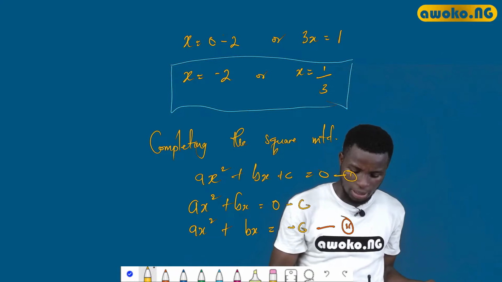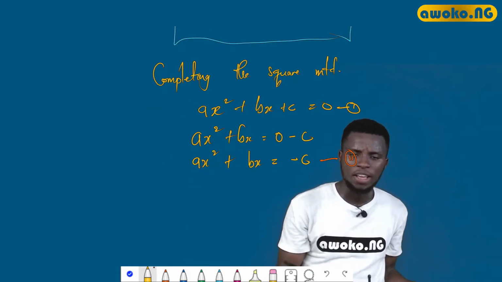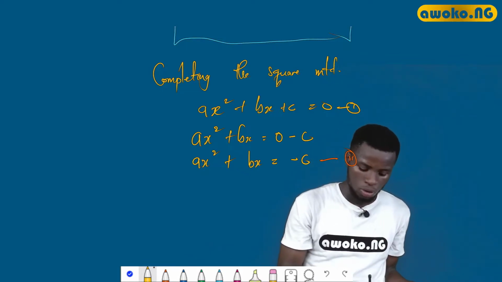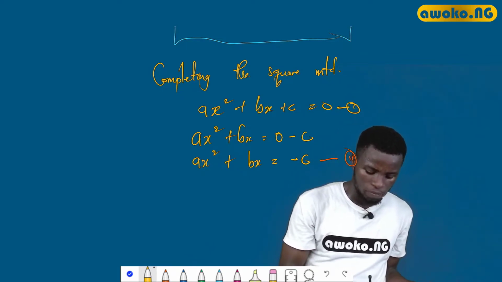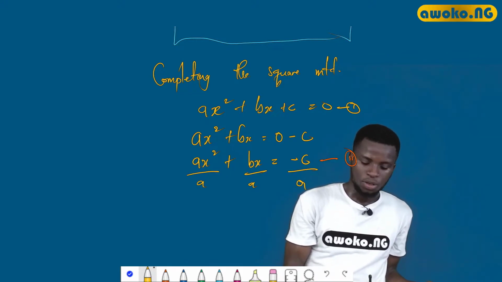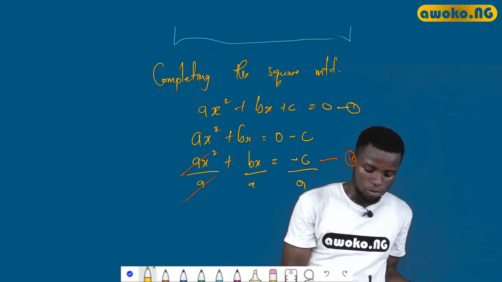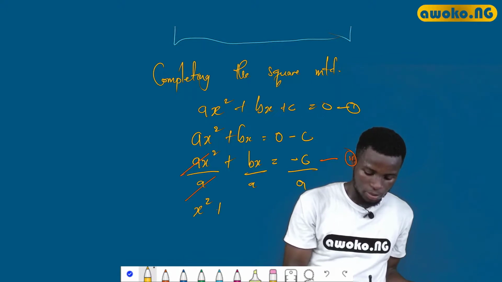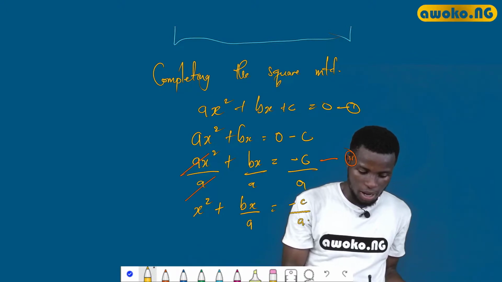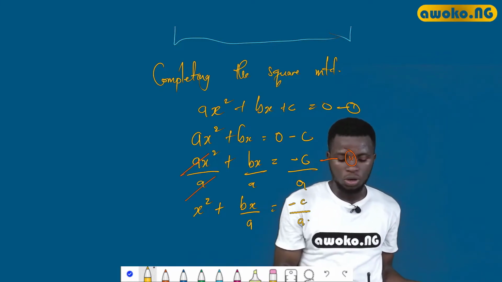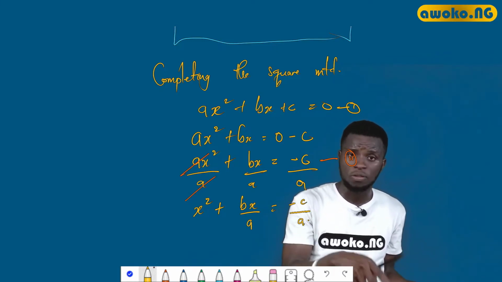After doing that, the next step is to divide through by the coefficient of x squared so as to make x squared stand alone. So we say all over a, and all over a. Of course, this will cancel out, and I am left with x squared plus bx over a equals minus c over a. This is the resultant of dividing equation 2 by the coefficient of x squared.